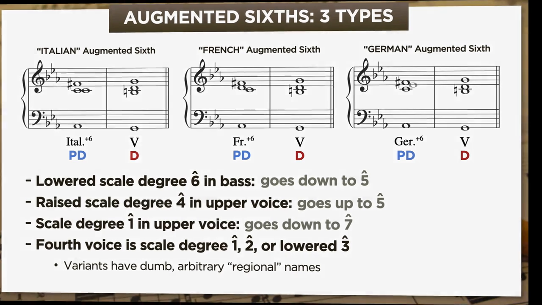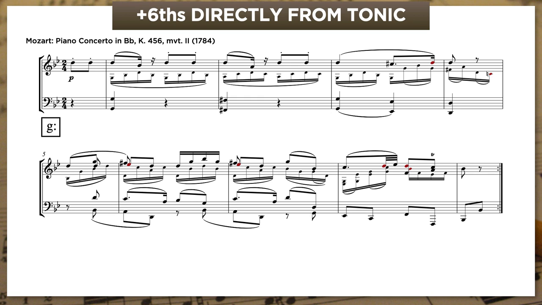I want to start with a few pieces that are similar to Beethoven 5 in that they go directly from tonic to the augmented sixth chord. This is the slow movement from a Mozart piano concerto, and it starts with a 4-bar antecedent whose bass line could hardly be simpler, 1-7-1-6-5. And if you've been paying attention, you'll know right where the augmented sixth is going to be. As predicted, the augmented sixth turns up right before the cadence.